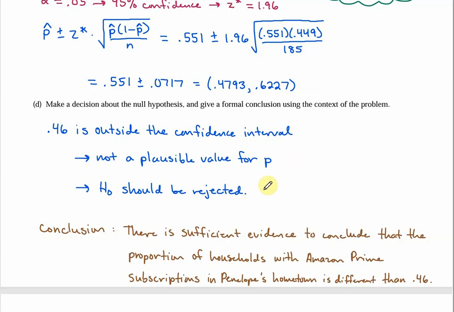And then the conclusion basically works the same way that it did before, right? If you're rejecting the null, you have sufficient evidence to conclude what's in the alternative, which here is that the proportion of households with Amazon Prime subscriptions in Penelope's hometown is different than the value in the report, which was 0.46.